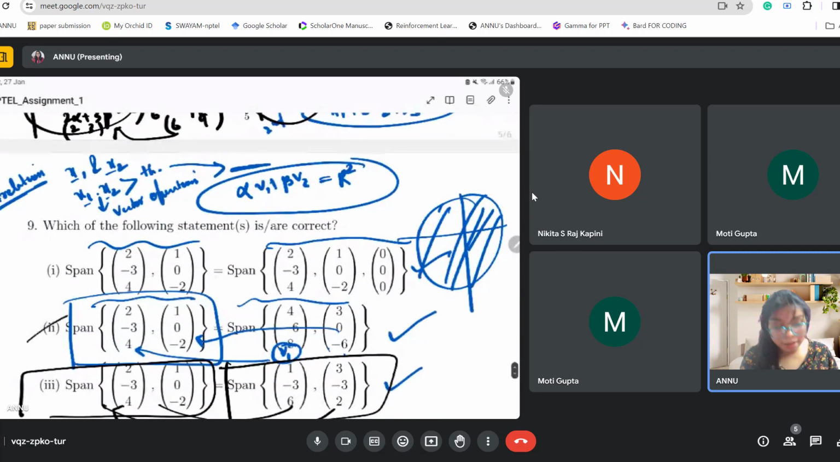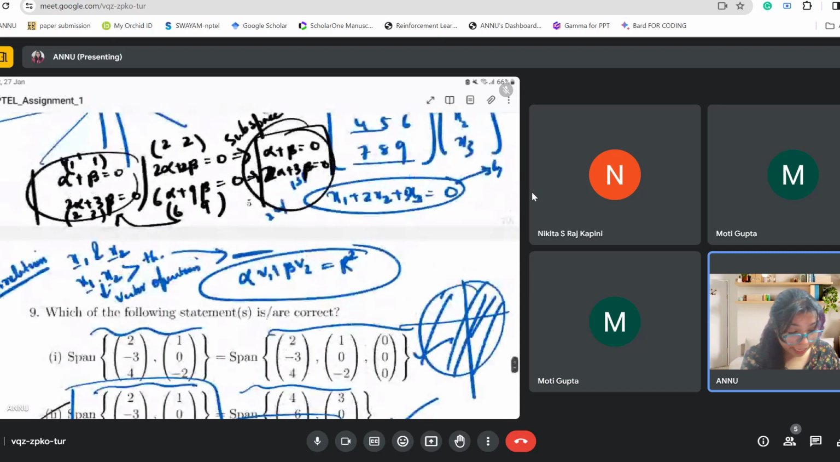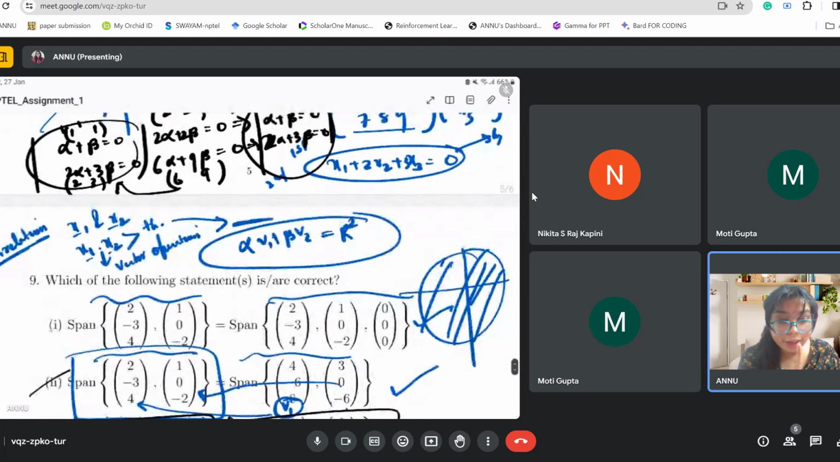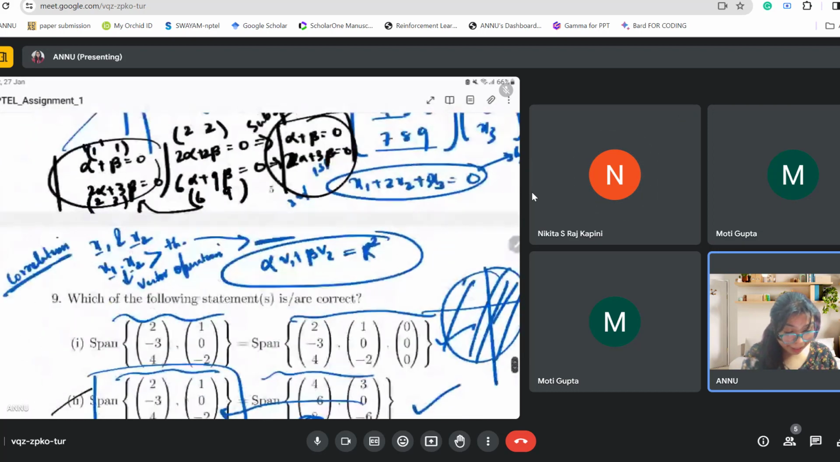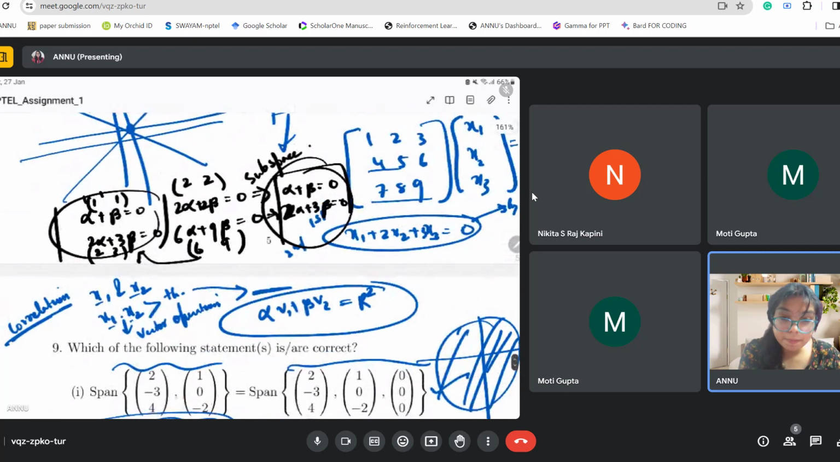This second logic I was telling, that this one is dependent on this one and this one is dependent on this one. So basically, if you try to solve, this will be the same, but the vectors are different. Okay, you can tell the vectors are different, but anyway, the combinations are the same.